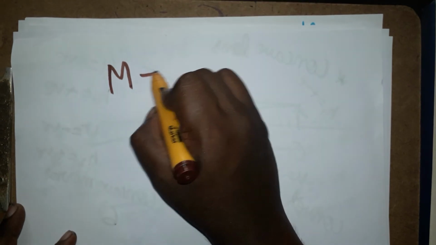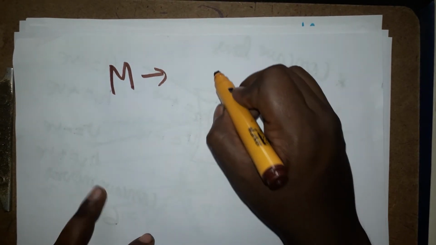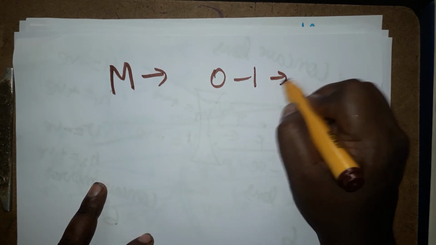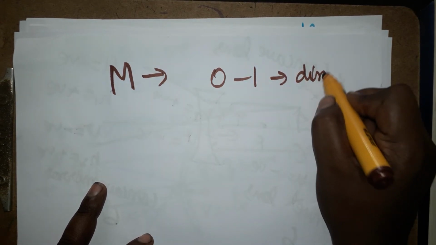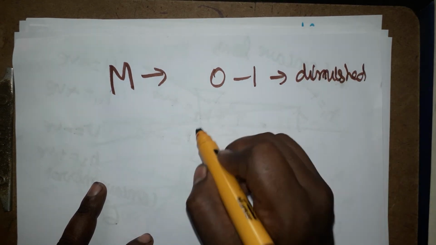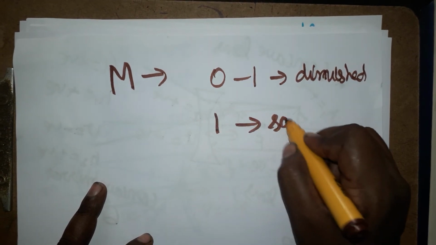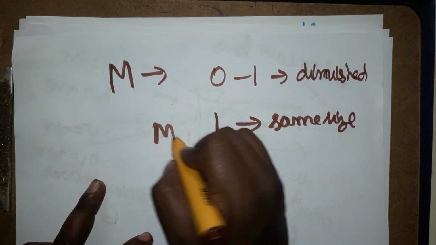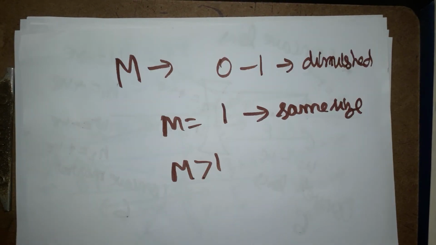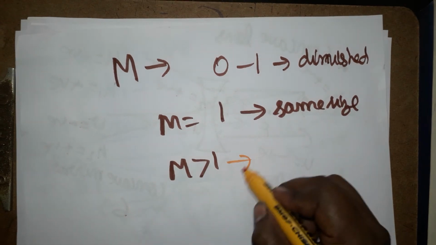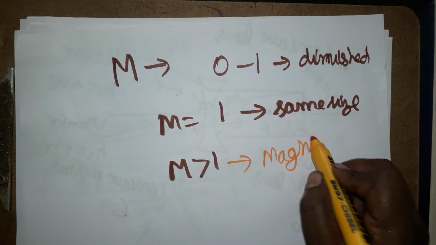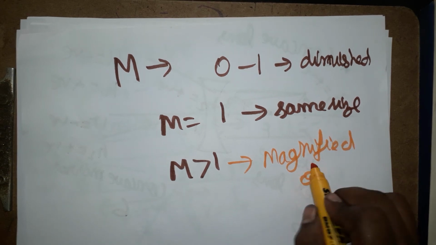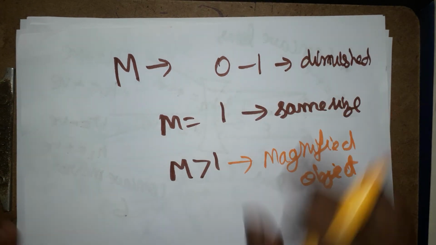Okay, so for magnification, first I want to say some conditions. If you got a value from 0 to 1, it is diminished. If you got exactly 1, same size. If magnification is equal to 1, it means same size. Magnification greater than 1 means a magnified object. Okay, it is a magnified object. So this is what we have.